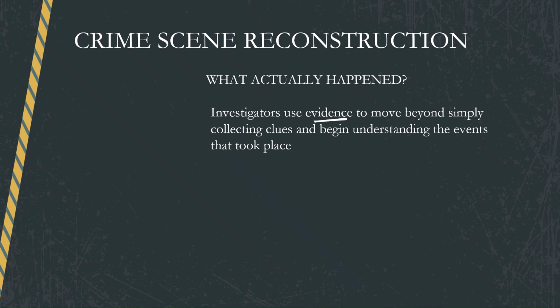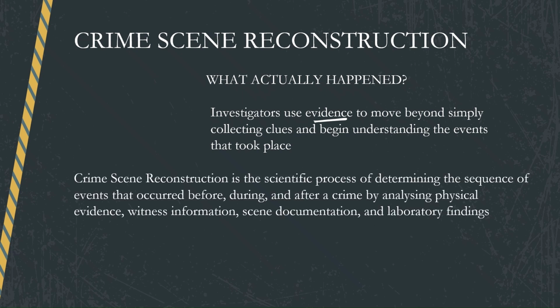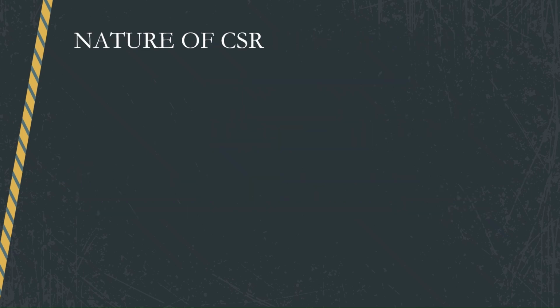Now, if I have to give you a proper definition, it would be this. Crime scene reconstruction is the scientific process of determining the sequence of events that occurred before, during, and after a crime by analyzing the physical evidence, witness information, scene documentation, and laboratory findings. Now, before we get into the principles and stages of reconstruction, let's first understand what reconstruction actually is.